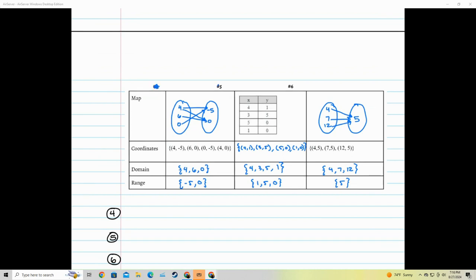Guys, I kind of messed up here, so let me go ahead and scratch these out. And let me write that this is number 4. This is number 5. I don't know why it got all weird like that. And this is number 6.